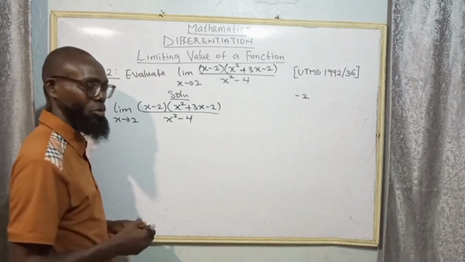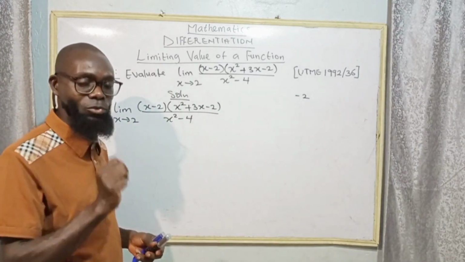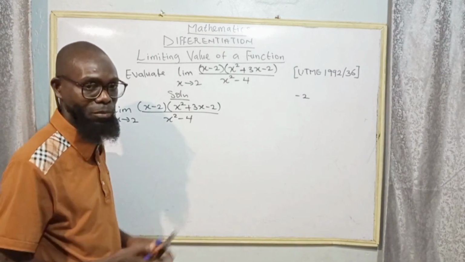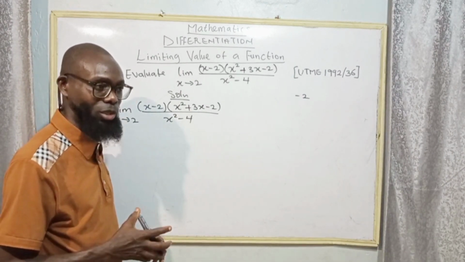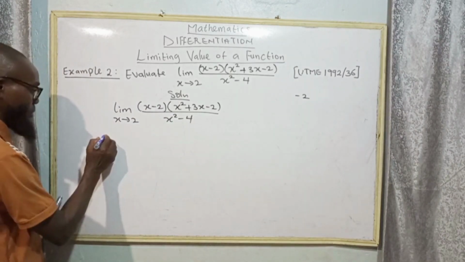You look for two factors that when you multiply together you get 2, and when you add or subtract them you get 3. There's no factor that can fit in. In that case, we leave it that way.